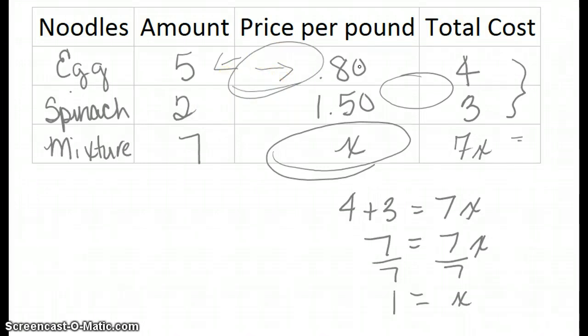I want you guys to really start looking at these and going, okay, this makes sense. It's going to be closer to 80 cents than to $1.50 because there's 5 pounds of this one and only 2 pounds of this one. So there's going to be just 1 pound of the mixture. Oh, excuse me, $1 for the mixture. Sorry about that. I wasn't labeling that correctly.